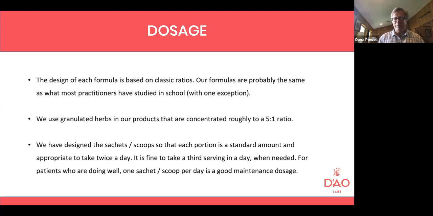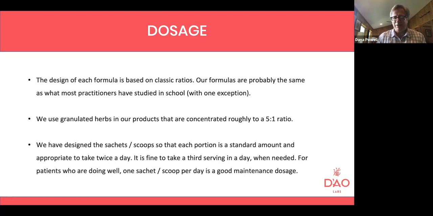What we've done to simplify things for you is we've pre-measured a good, reasonable dose for your patients into our sachets, or in our other products, based on the scoop. We've designed these sachets or scoops so that each portion you get is a standard amount, and it's appropriate to take twice a day. The one slight variation here is, as you know, some of our products are in sachets, some of them come in tubs with the scoop. There is the joint vitality tub, and for that one, a full dose would be 2 scoops. And for mental tranquility and physical tranquility, 1 scoop is your dose.